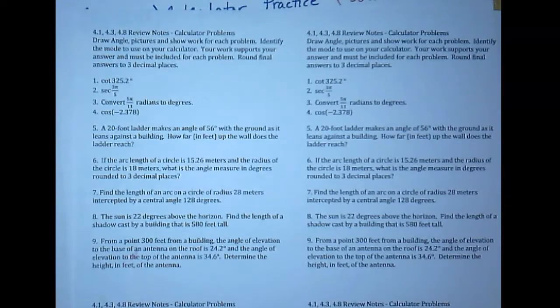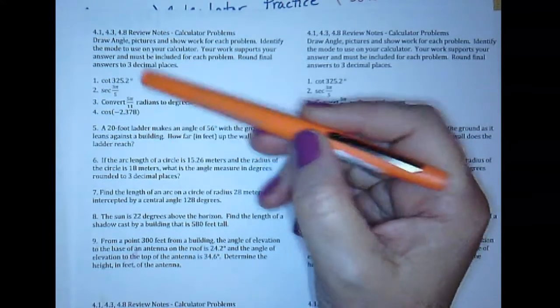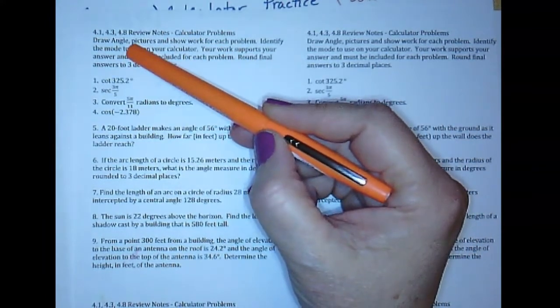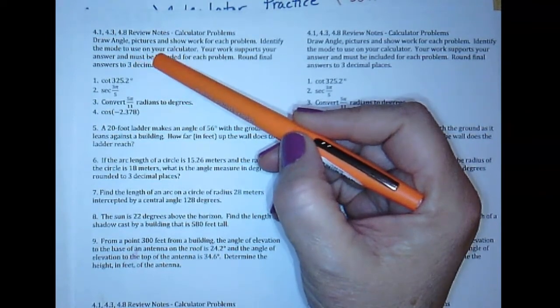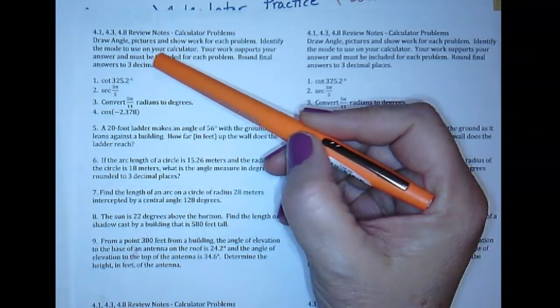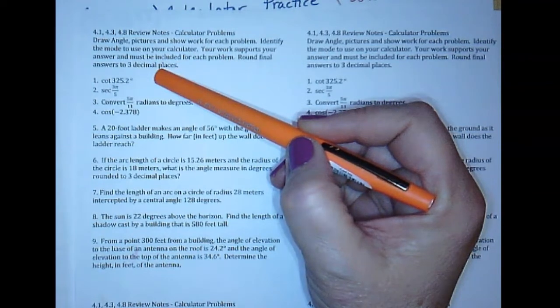Okay, so we're going to start with this first set of problems, which is right here. For this set of problems, we're going to draw the angle. We're going to go to the calculator. We're going to identify the mode that we need to be in and make sure our calculator is set accordingly. And we're going to have that work on our paper to support what we put in the calculator and what our answer is. Don't just say, put it in the calculator.